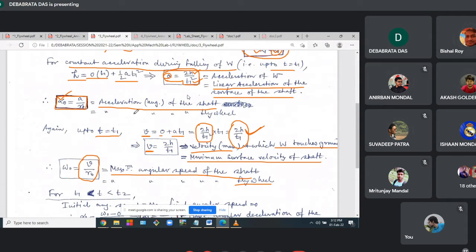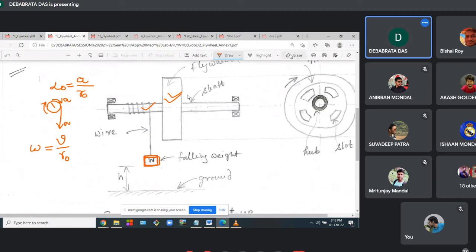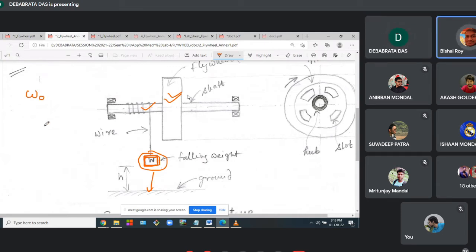Now, beyond t equal to t1, that means the moment it hits the ground, look at this rotating system. Its maximum velocity is omega naught, right? Now it starts decreasing. It becomes 0 over a time span of t2 minus t1 with constant deceleration alpha 1.